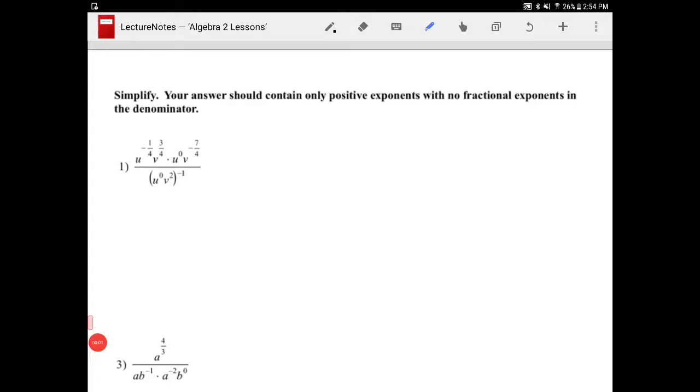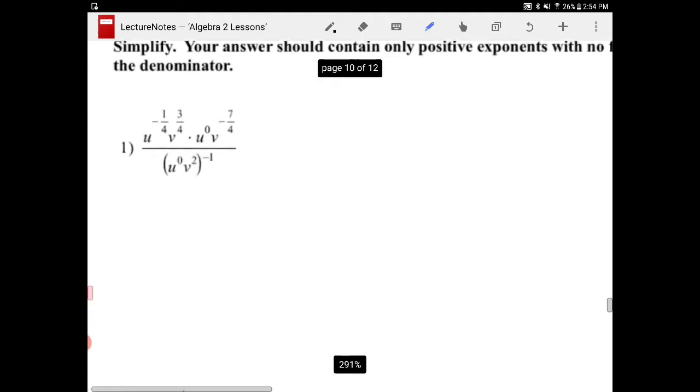Hello students, in this video I will go through some examples on how to reduce expressions with fractional exponents. The instructions for the exercises I'm about to go through say to simplify each expression, and that your answer should contain only positive exponents with no fractional exponents in the denominator. So let's take a look at what we can do.